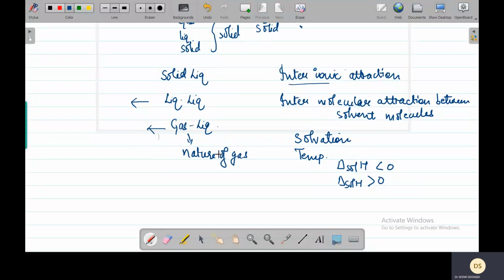Then temperature. With rise in temperature, solubility generally decreases. The reason being, because here the gas is expelled. On the basis of all this, we study further Henry's law, which is important according to the question. Henry's law states that at a constant temperature, the solubility of a gas in a liquid is directly proportional to the pressure of the gas.